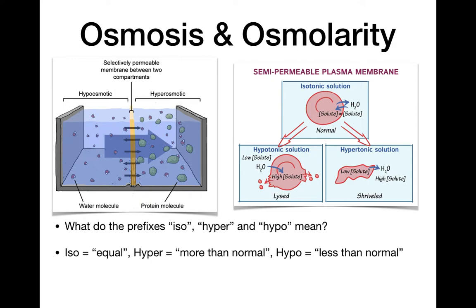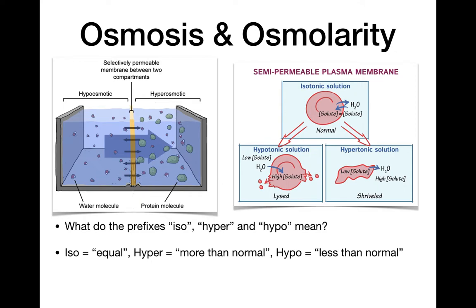So hopefully you get the idea that in an isotonic solution, the solute concentration or the osmolarity is the same on both sides of the membrane. In a hypotonic solution, we have a low solute concentration in the solution and therefore higher inside the cell. And in a hypertonic solution, you have a low solute concentration inside the cell, but the hypertonic cell environment has a high concentration. So the best way to know the osmolarity of a solute is if you can find the isotonic solution.